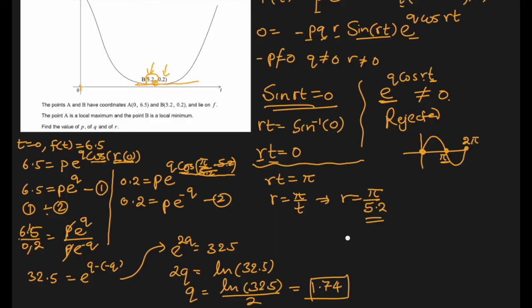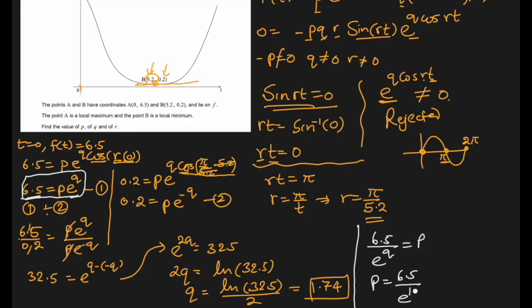And finally we are left with p we have to find, so we can use any of these. Let's use this one. According to that one, 6.5 divided by e to the power q is p, right? This e to the power q goes and divides on the other side. And q we know now, so p is 6.5 divided by e to the power 1.74, which is 1.1401. So we can write 1.14 only. That's p, that's q, and we already knew r.